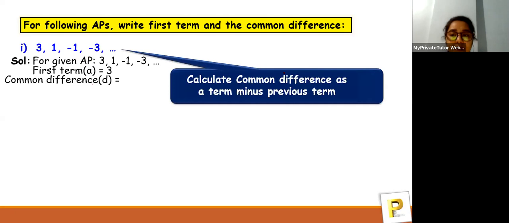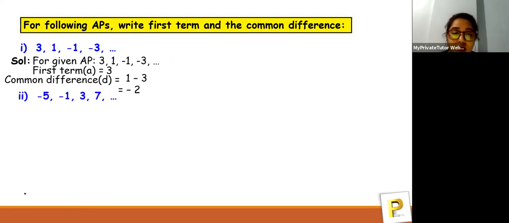Okay, common difference. So calculate common difference as a term minus previous term, that is 1 minus 3. In this way, you'll get the common difference. So 1 minus 3 is equal to minus 2, and that's absolutely correct, minus 2 is the common difference. Okay, so what will be the next term? Minus 3 plus minus 2 will be minus 5, and that's the correct answer. In this way you can find the next terms as well.